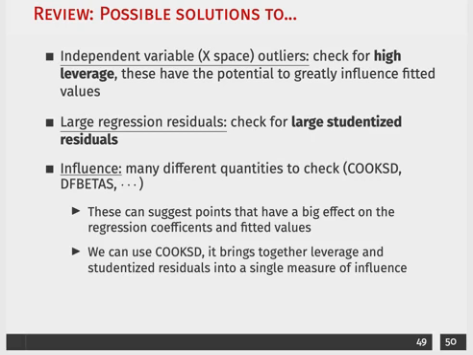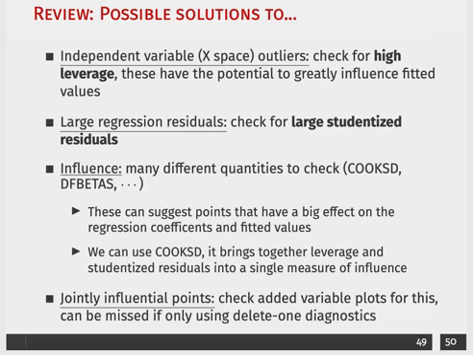We can also look at observations that have large Cook's distances, meaning that they together have large leverage and studentized residuals. They're outliers in both our X and Y space. And that, again, is going to have potentially a large impact on our regression coefficients. We also discussed how to find and diagnose jointly influential points using added variable plots.